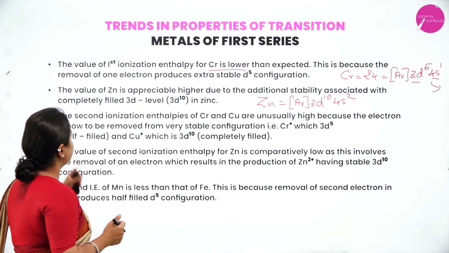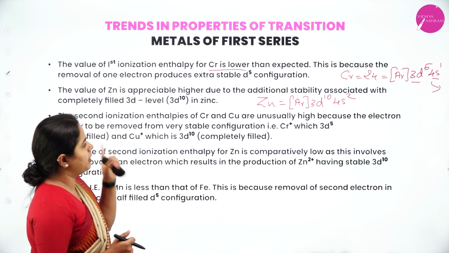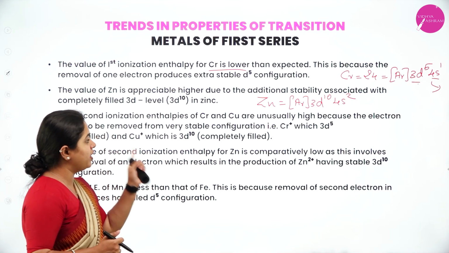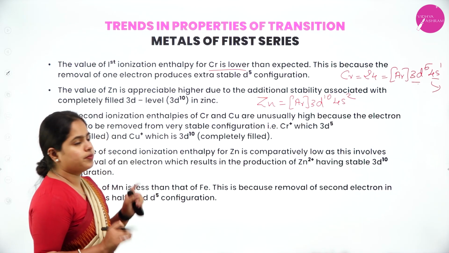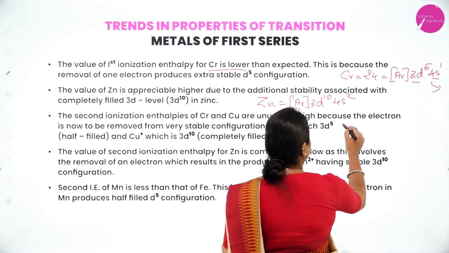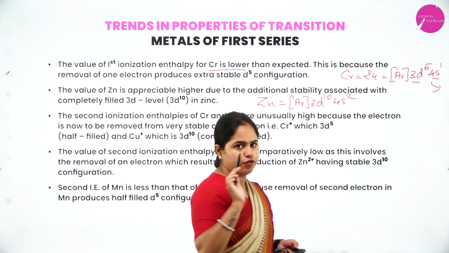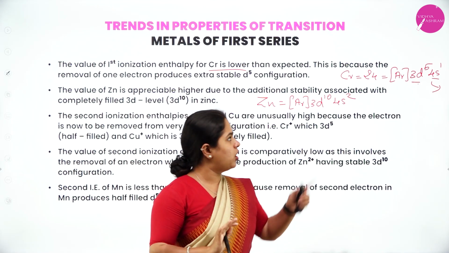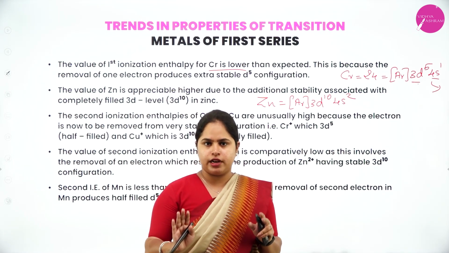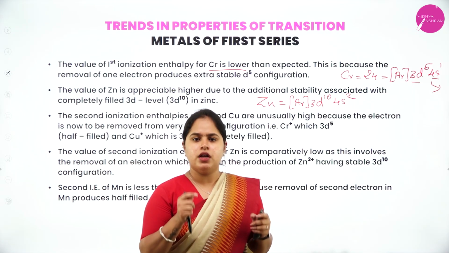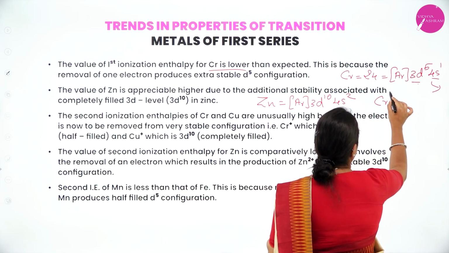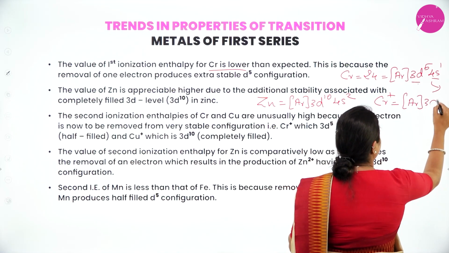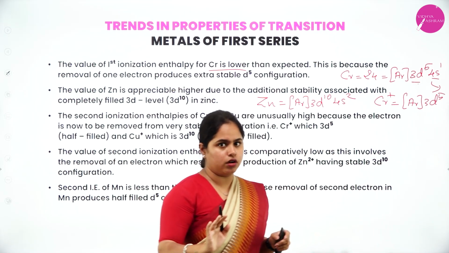So moving on to the next one, the second ionization enthalpy of chromium and copper are unusually high because the electron is now to be removed from the very stable electronic configuration. So what does that mean? From chromium again, we have already written here argon 3d5 4s1. When one electron is lost, that is the first ionization enthalpy is low because it is going to get a half-filled electronic configuration, that is a stable configuration. Now, once it becomes chromium plus, that is argon 3d5. Now it is in a stable electronic configuration.